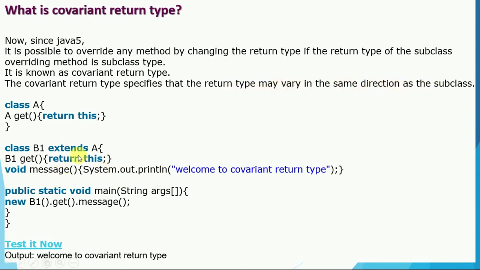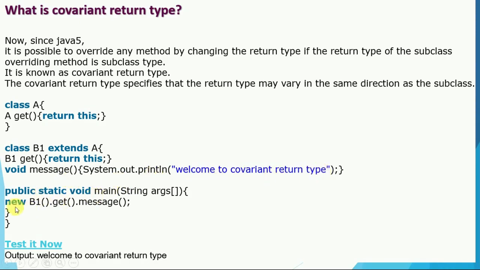So let's take a look at this example. We have a class named A and a get method, which basically returns the current instance value. We have a child class named B which extends the parent class A, and also has a get method, which also returns the current class instance.